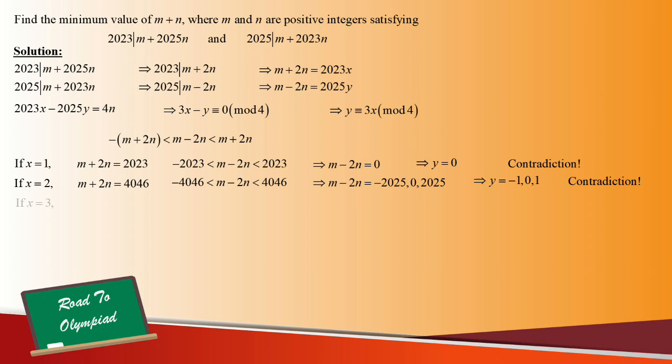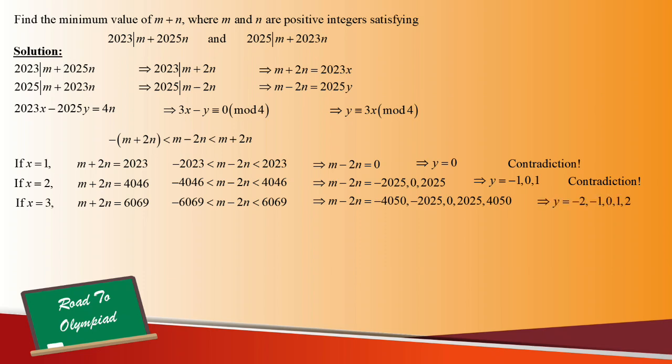If x is equal to 3, we have m plus 2n is equal to 6069. Again, we have m minus 2n is equal to negative 4050, negative 2025, 0, 2025 or 4050, corresponding to y equal to negative 2, negative 1, 0, 1 and 2. Since x is equal to 3, y must be congruent to 1 mod 4. So the only possible solution here is y equal to 1.